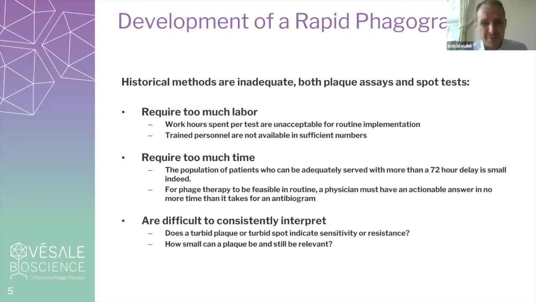But perhaps the biggest reason why they can't really be made to work is they're difficult to consistently interpret. Does a turbid plaque or a turbid spot indicate sensitivity or resistance? How small can a plaque really be and still be relevant? If you show one plate to 5 phage biologists, you're liable to get 8 different answers as to what that plate means. And that doesn't work in a professional environment.